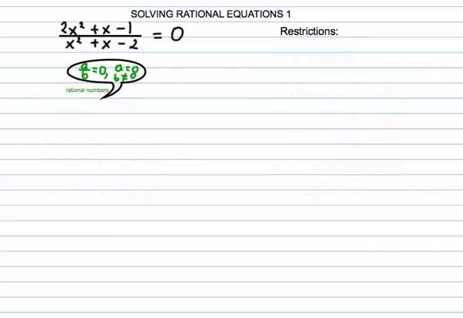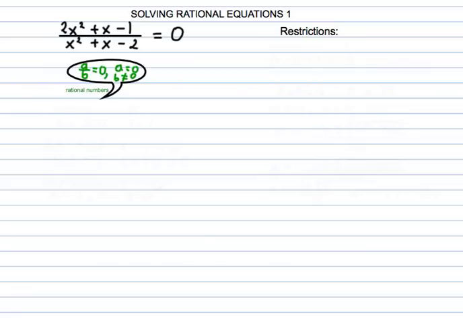Hey, welcome to this two-part video on solving rational equations. In Part 1, we will be working with rational expressions that are equated to constant values like 0 or 2 or 3 and so on. In Part 2, we will have two rational expressions on opposite sides, and this will be a little bit more challenging for us to solve.